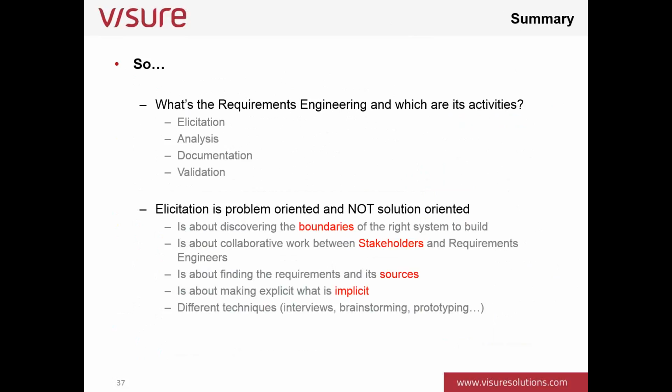It's about making explicit what is implicit. This happens a lot with requirements. Oh yeah, of course, you don't implement this in the product. You didn't tell me about that. Of course I didn't, but that was there. It's obvious. No, it's not, because it wasn't explicit. So it's about making explicit what is implicit. And also we have different techniques that we can use for the different purposes: interviews, brainstorming, prototyping. Depending on the users and depending on the system, we will be using one technique or another.